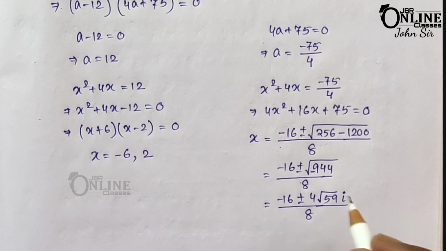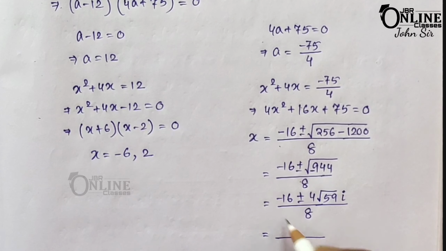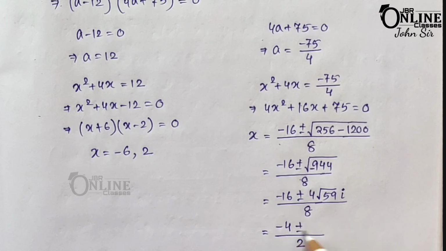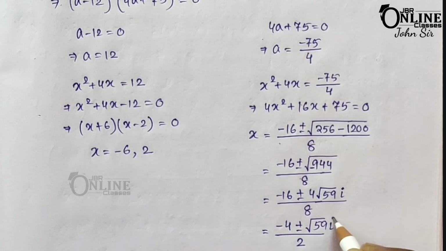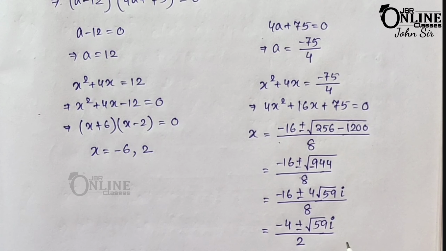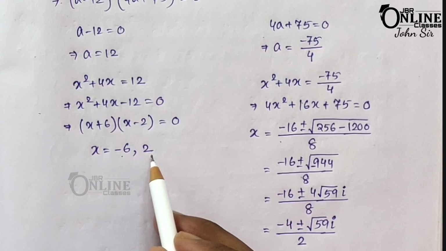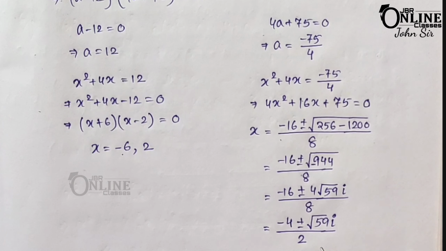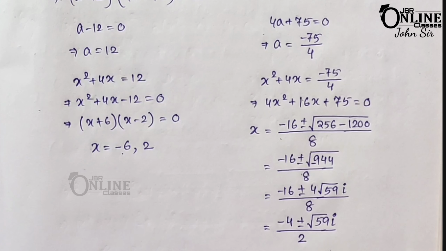Okay, so now if you common here 4, then it will be cancelled out with 8, and it becomes 2, and the first one will be minus 4 plus minus root over 59i by 2. Okay, so here minus 6, 2, and minus 4 plus minus 2 root over 59i is your answer.